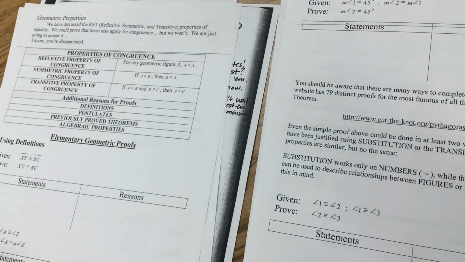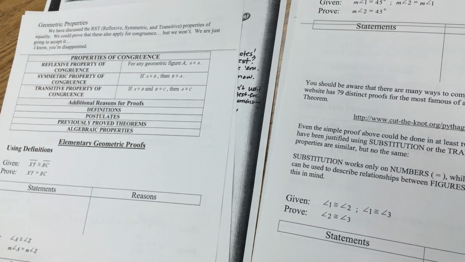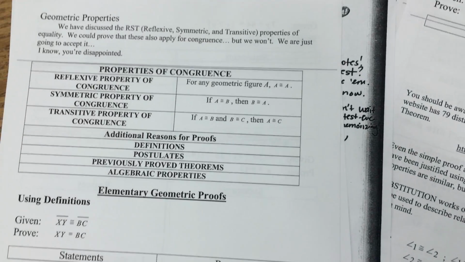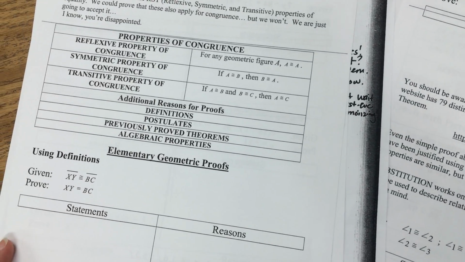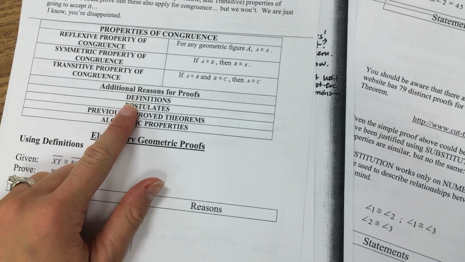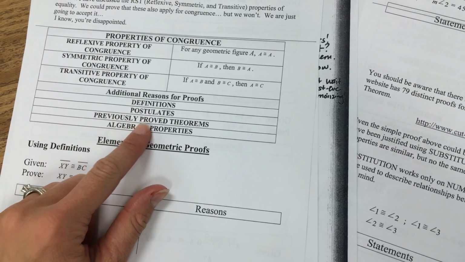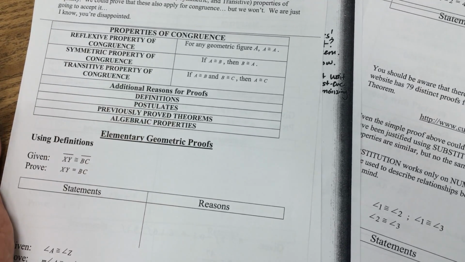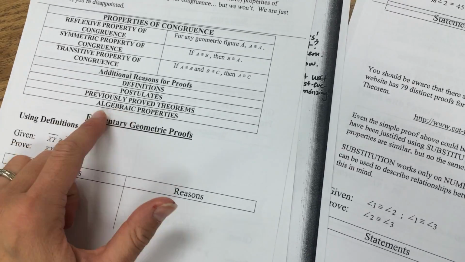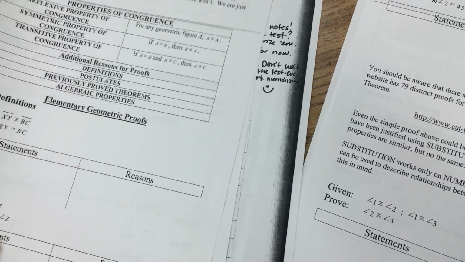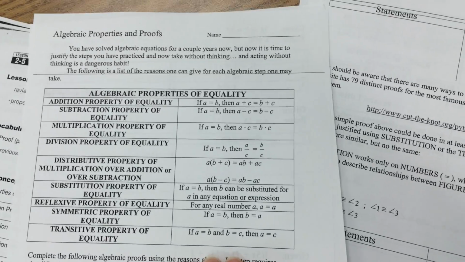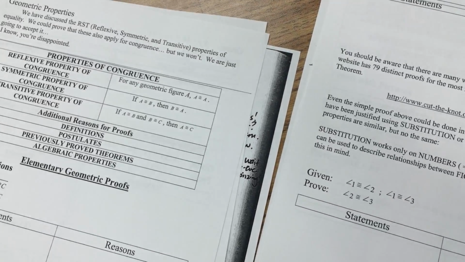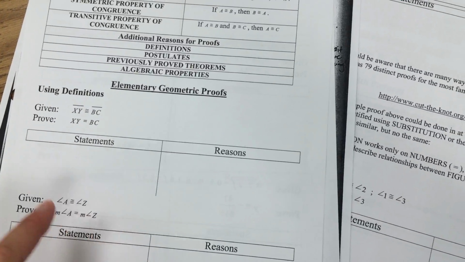The next page will start you on some geometry proofs. And so here are some properties of congruence that will be really helpful as you think through this. It also notes that you're allowed to use definitions, postulates, previously proved theorems, we don't have any of those yet, and algebraic properties. Algebraic properties just means that anything from the beginning of this packet can apply in geometry as well. Let me get you started with the first one.